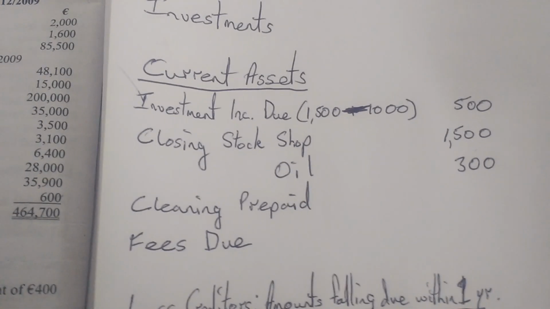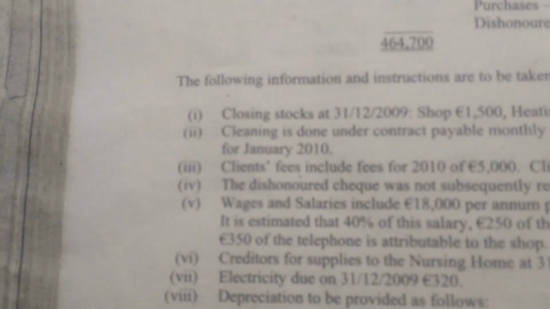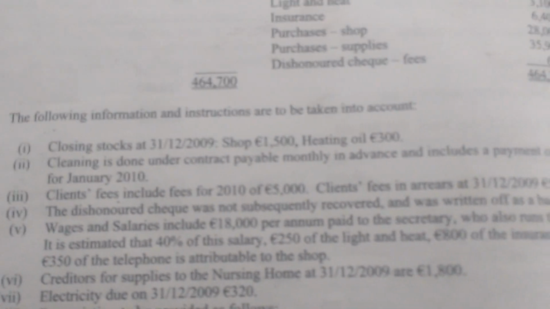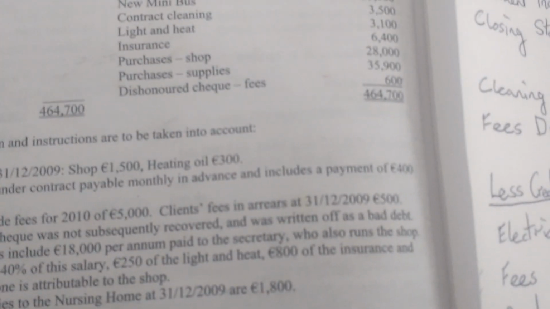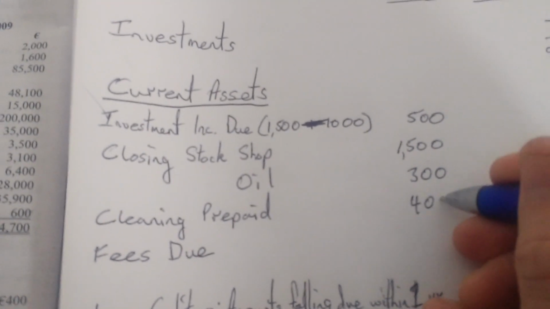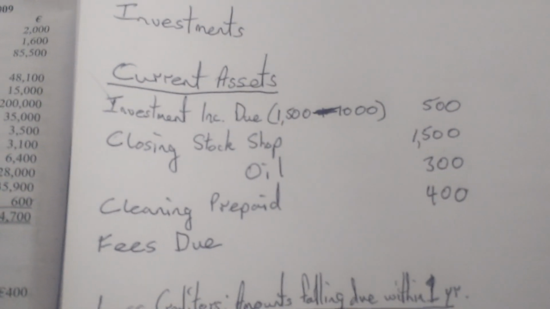Okay, cleaning prepaid, so again that's down here somewhere, it's number 2. It says cleaning is done under contract payable monthly in advance and includes a payment of 400 for January 2010. So that 400 is cleaning prepaid for next year. Okay, so that's an asset.